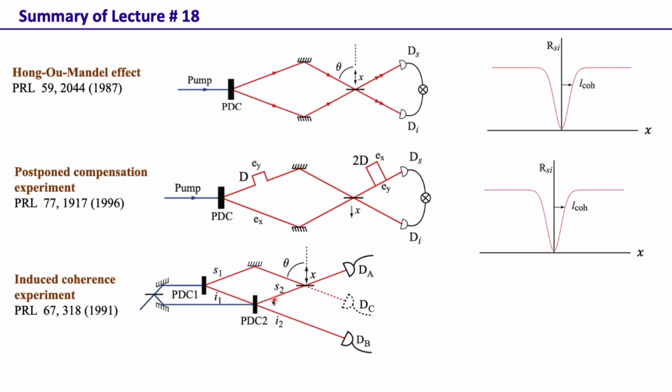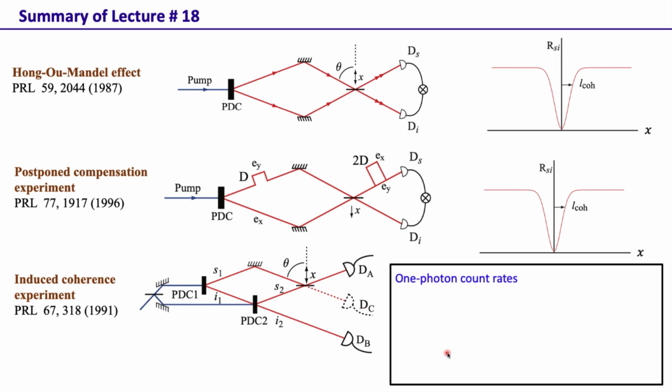But the coherence length of these down converted photons is of the order of 100 micron. So there is no way this effect can be explained in terms of first order coherence. The way this was explained is that, in these experiments with entangled photons, one photon count rate is actually given by the sum of two photon count rates. And as we derived, this comes straight from probability theory.